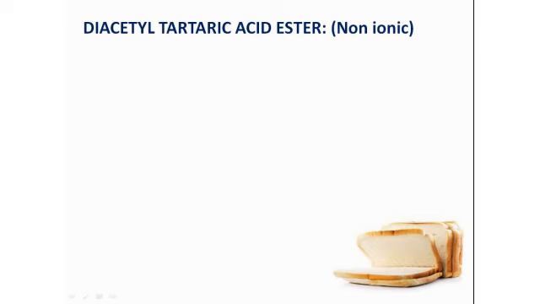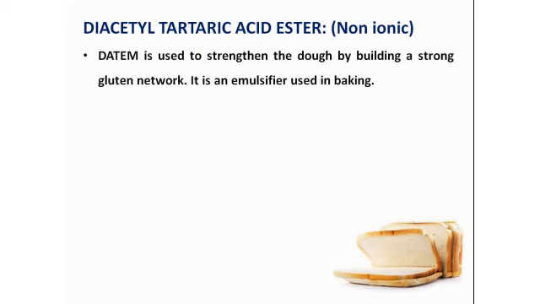Then we have the diacetyl tartaric acid ester. This is an example of non-ionic surface emulsifier. It is also known as the DATEM. So DATEM is used to strengthen the dough, which is used for preparation of what? Bread. So it actually builds a strong gluten network.